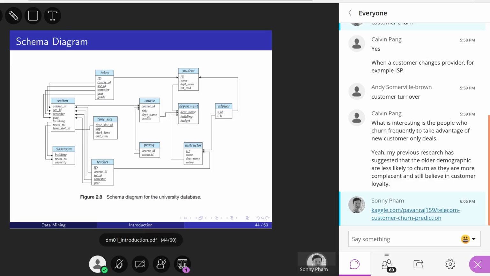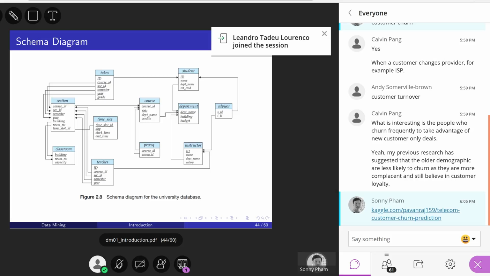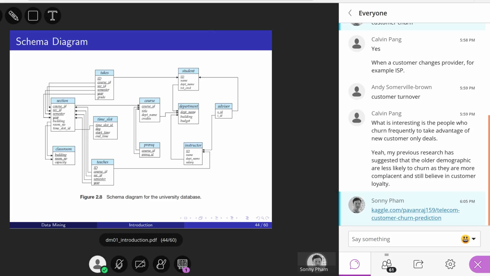Here is another example of a typical schema diagram for a university. So we have different entities. We have classroom, section, time slot, course, student, department, advisor, instructor, and takes, right? They are interlinked to each other in a special way, according to design, according to the relationship.